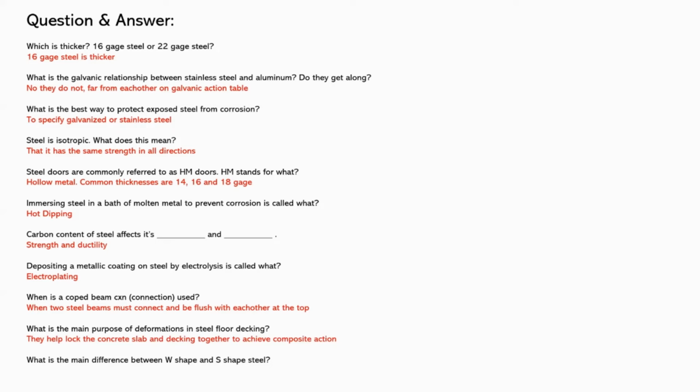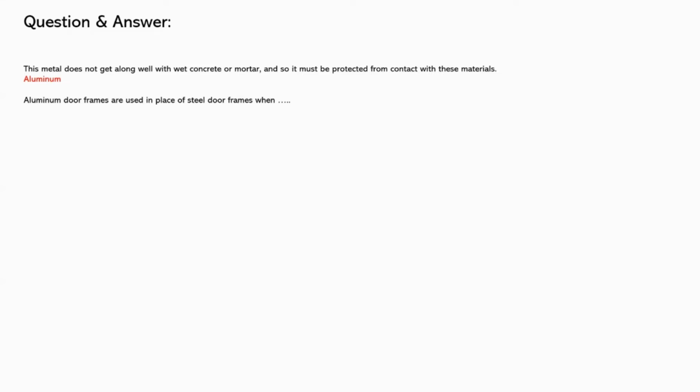What's the main difference between a W-shape and S-shape steel? They're similar overall, but the S-shape steel has tapered flanges, and W-shape has parallel flanges, not tapered. All right, continuing question and answer. This metal does not get along well with wet concrete or mortar, so it must be protected from contact with these materials. Aluminum.